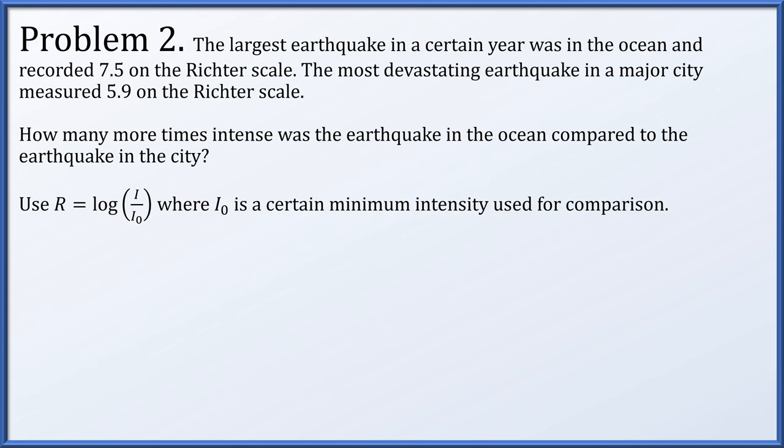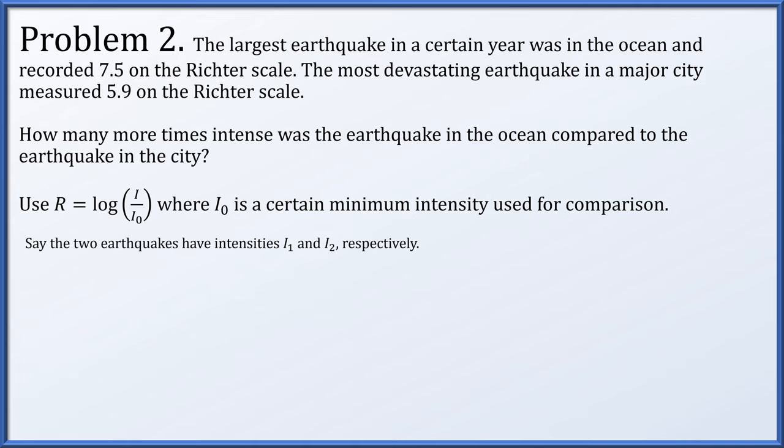Problem 2. The largest earthquake in a certain year was in the ocean and recorded 7.5 on the Richter scale. The most devastating earthquake in a major city measured 5.9 on the Richter scale. How many more times intense was the earthquake in the ocean compared to the earthquake in the city? Use r is equal to the logarithm of I over I naught, where I naught is a certain minimum intensity used for comparison.